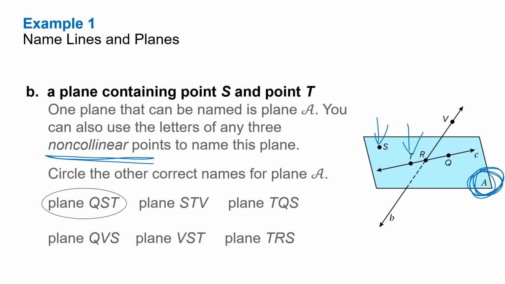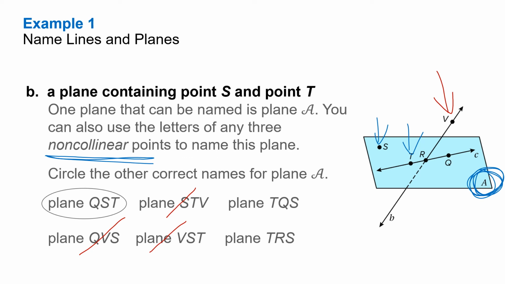Now let's look at the next set of letters, S, T, and V. Well, S lies in plane A and T lies in plane A. But if we come out here and we look at point V, it is outside of the parallelogram shape representing plane A. So V does not lie in plane A. So we can go ahead and cross out all of the options that have point V, because V does not lie in plane A.